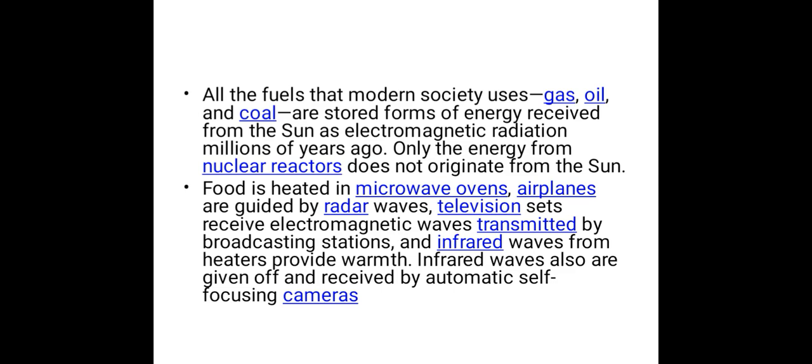Only the energy from nuclear reactors does not originate from the sun. Food is heated in microwave ovens, and airplanes are guided by radar waves. Television sets receive electromagnetic waves transmitted by broadcasting stations, and infrared waves from heaters provide warmth. Infrared waves also are given off and received by automatic self-focusing cameras.